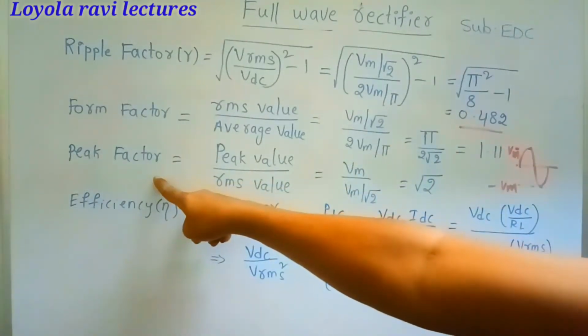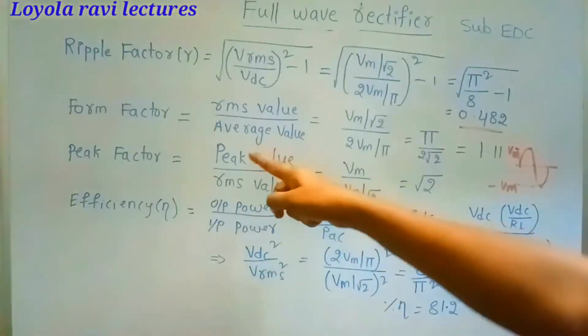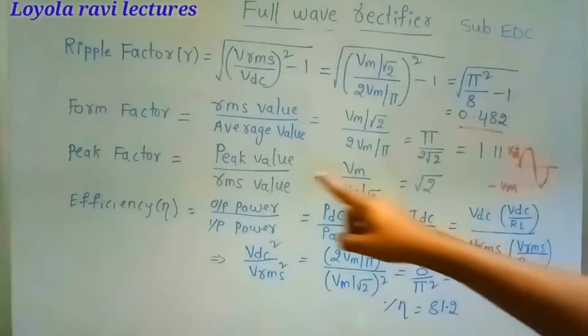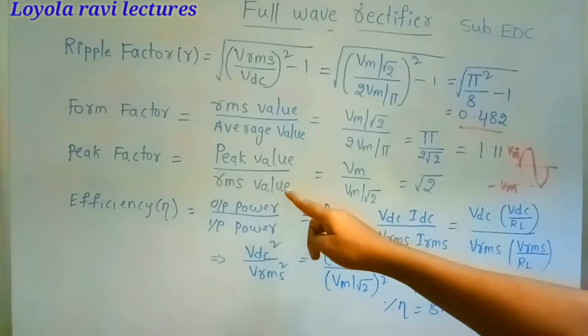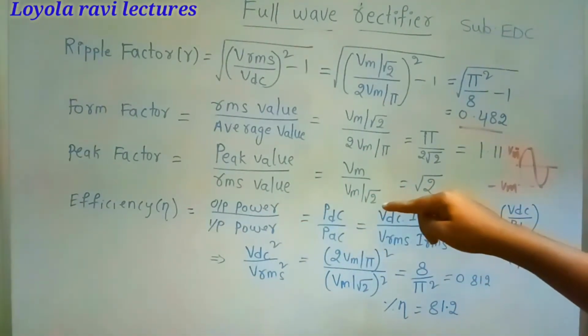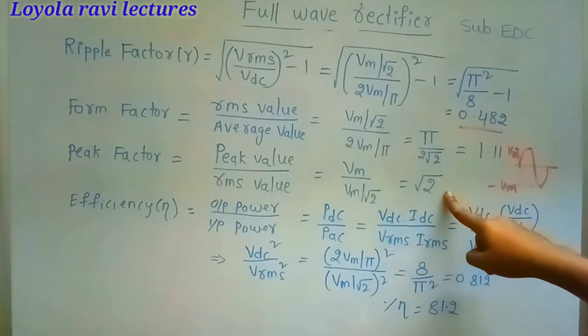Then peak factor. Peak factor is peak value by RMS value. Here peak value is Vm, because for the input signal the maximum peak is Vm. That is why we are taking the peak value as Vm, and RMS value is VRMS, that is Vm by root 2. Vm gets cancelled, then root 2 comes to the numerator, and root 2 is the final answer. Peak factor is root 2.